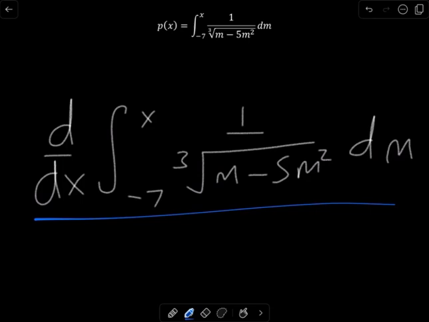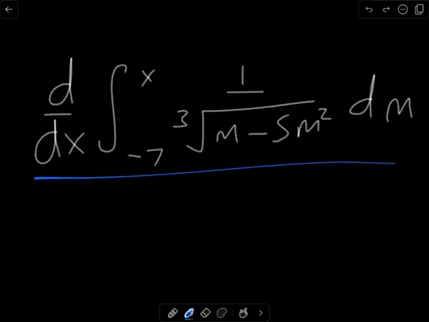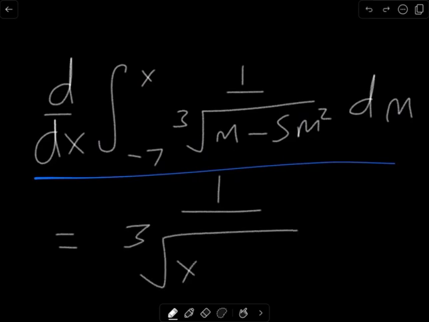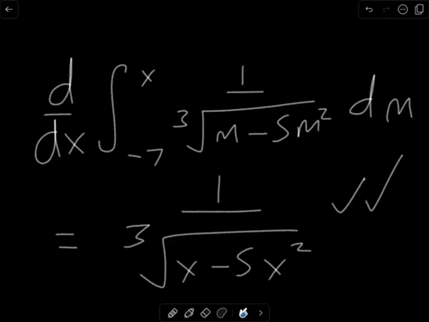It states that when you're doing this derivative, just take the variable in the upper limit and substitute it wherever you see the dummy variable. So it's going to become 1 over the cube root of, I see an m here, I'm going to replace it with x. I see an m there, I'm going to replace it with x. There we go, that's your answer. That's how simple this example is. Okay, let's move on.